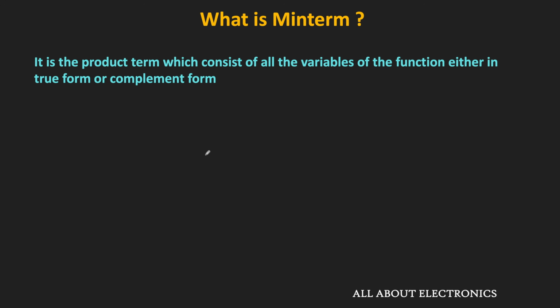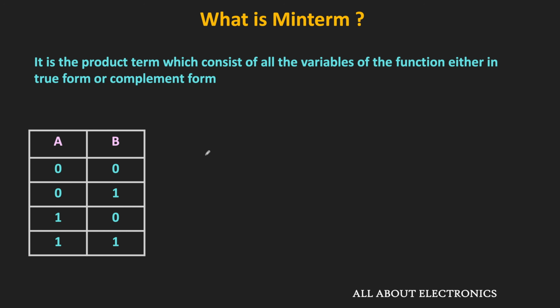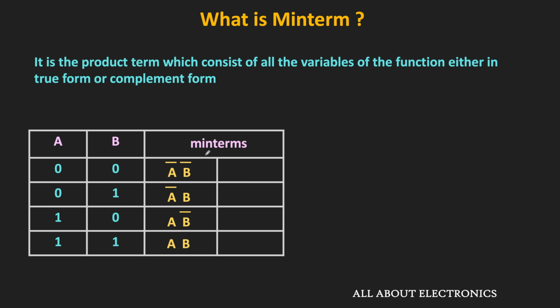So if we have some function with the two variables a and b, then there are total 4 different possible input combinations, and following are the minterms corresponding to each combination. So now let us see how to write these minterms. So in the particular combination, if the value of that variable is 0, then in the minterm expression, it is written in the complemented form. And if the value of that variable is 1, then in the minterm expression, it is written in the true form. For example, in this first case, the value of both variables a and b is 0, and therefore they are written in the complemented form.